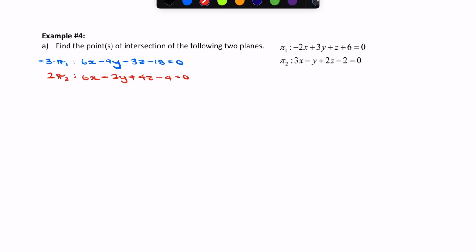Here we see that they are not parallel because their normals are not the same. So not parallel, and therefore we need to solve for points of intersection along the line.